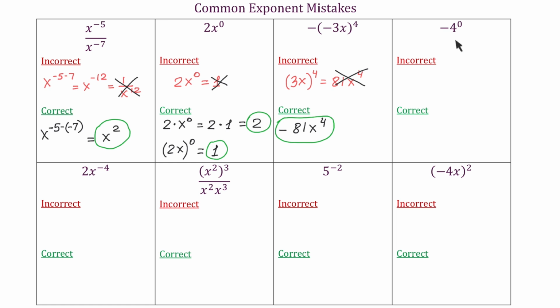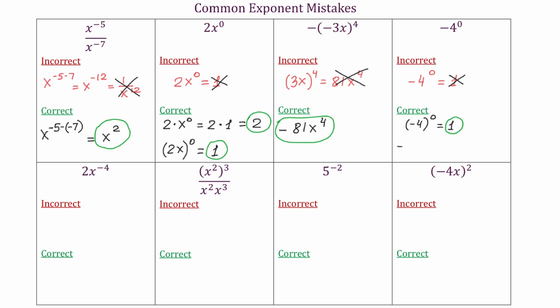Next we have negative 4 to the 0 power. So here we have just a single number, negative 4, raised to the 0 power, and the result must be 1. But this answer is incorrect. If we would have negative 4 in parentheses and we would raise it to the 0 power, that would be 1. However, if we don't have parentheses, then only 4 is raised to the 0 power.